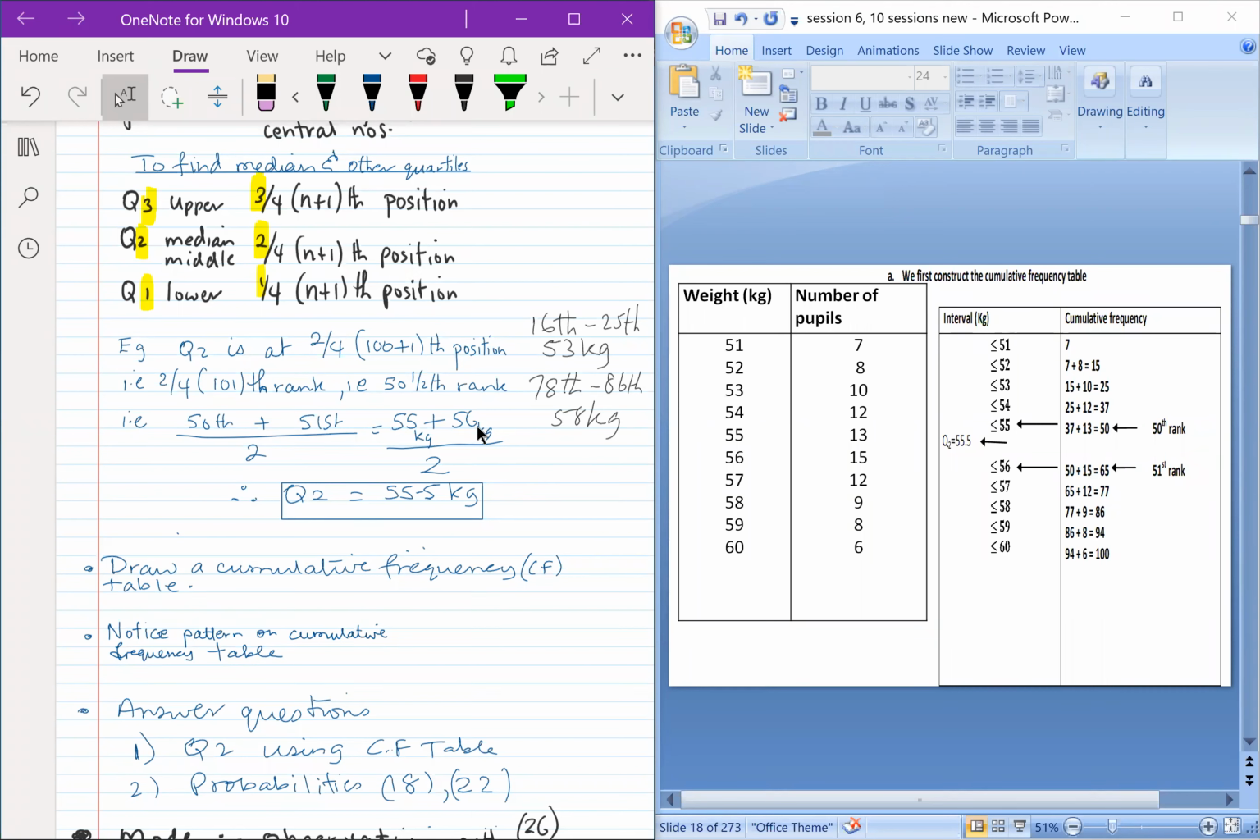We could come up with a cumulative frequency table, and using that pattern that I just showed you, we could come up with these values or any other values if we had to find any one of these. Put it in the formula, work it out, and get our Q2 or any other value, Q1 or Q3. Okay, so that's a skill you need to be able to use.